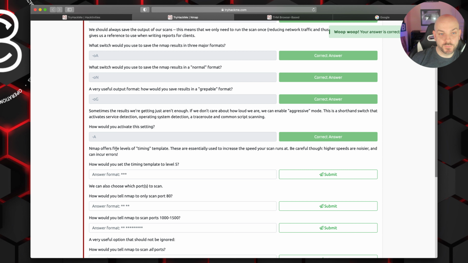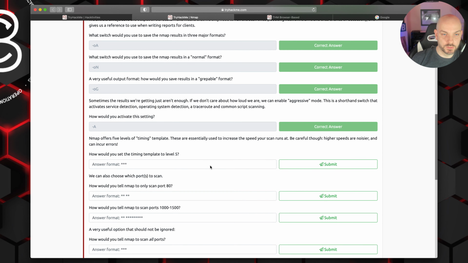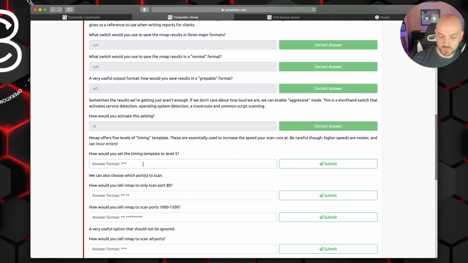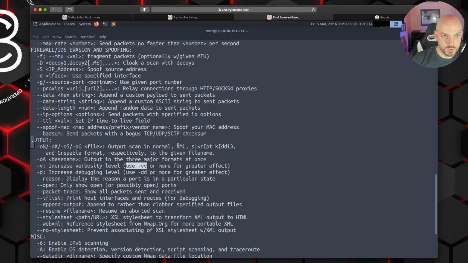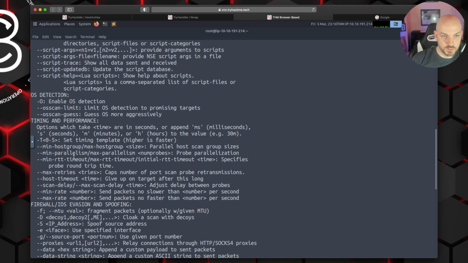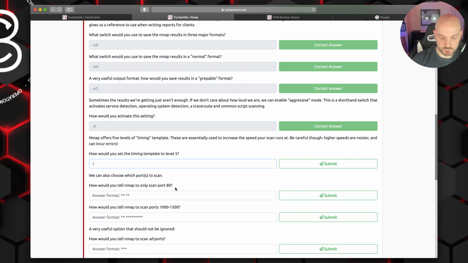Okay, NMAP offers 5 levels of timing template. These are essentially used to increase the speed of your scans. Be careful though, higher speeds are noisier and can incur errors. How would you set the timing template to level 5? Let's see. Timing. And so the higher the number, the faster it is. Okay, so that would be capital T for time and 5.